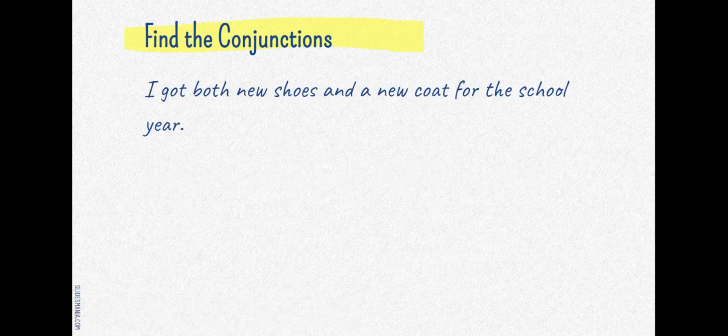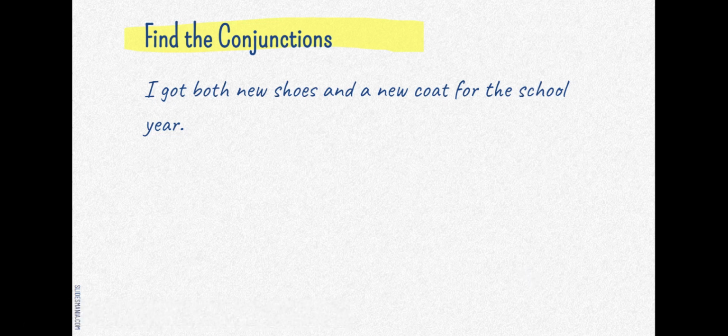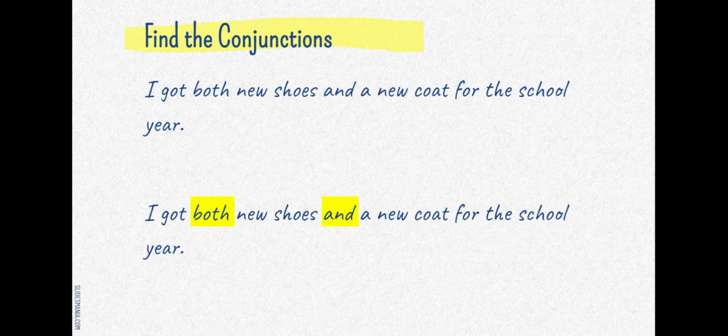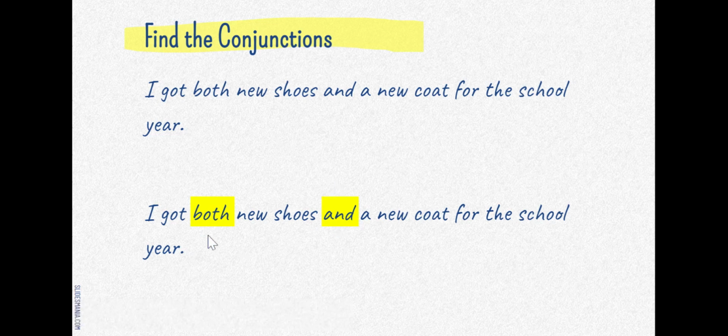And last one, I got both new shoes and a new coat for the school year. Find the conjunction here. Okay, did you mark and? Because if you did, you're missing something. Remember, these correlating conjunctions, the ones that are pairs, you have to make sure that you get both parts. So both and and are two parts of one conjunction. Okay, so that's our last example.